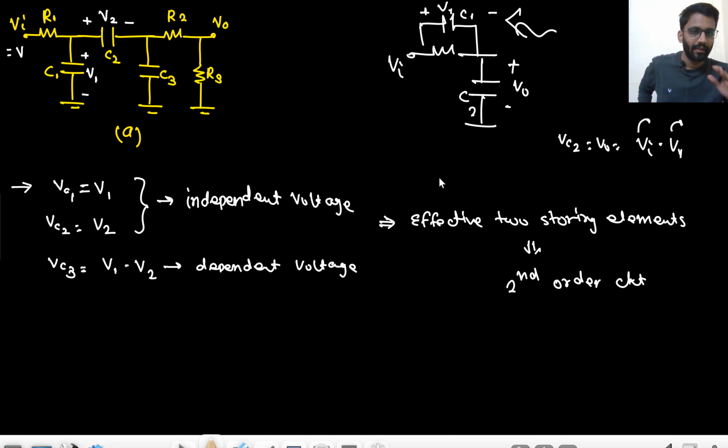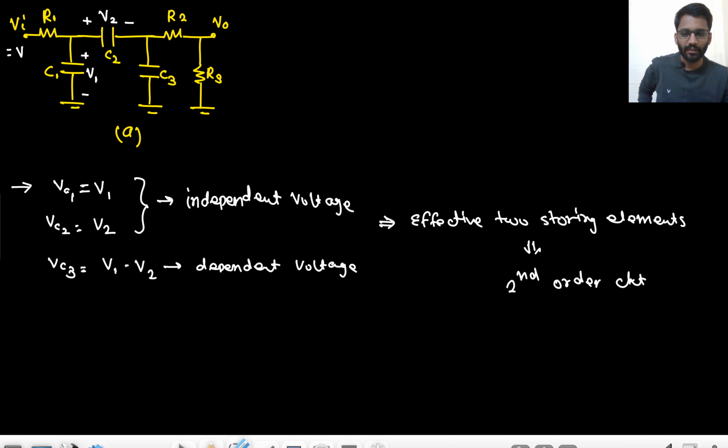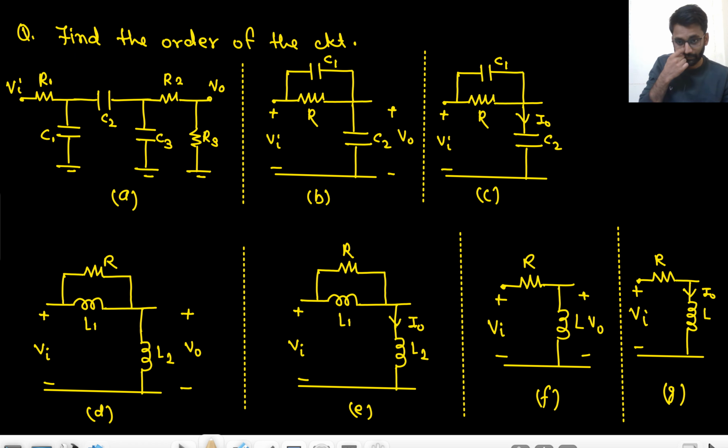Are you getting my point? You only had to give one independent voltage to a storing element, that is V1. And by giving V1 voltage to this capacitor, you could have written the voltage of capacitor C2 in terms of Vin and V1 only. So now you can say that this is a first order circuit and this is a second order circuit. Okay. So this was the first question. Let's come to the second question.